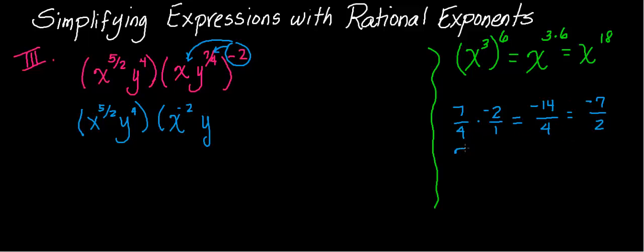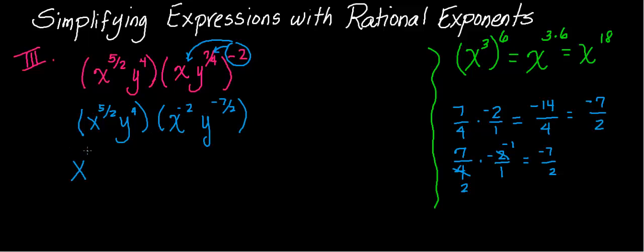The other way, which I didn't want to write over what I had already written and make a mess, is you can cancel this because they have a common factor of 2, and this becomes -1, this becomes 2. And then 7 times -1, numerator times numerator, gives you -7, and 2 times 1 gives you 2. You get the same thing either way. So that means that this is y to the -7/2 power. And now that I'm done distributing this exponent, I can remove these parentheses because this is all being multiplied, and this is how it looks.